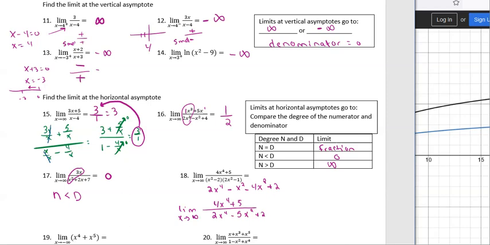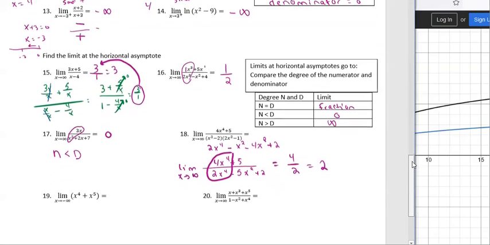But the moral of the story is now we can see our degree for our numerator and our denominator. We have x to the fourth in the numerator, and we have x to the fourth in the denominator. So the degree of the numerator is equal to the degree of the denominator. So that means the limit becomes the fraction, 4 over 2, the numerator over the denominator, which equals 2.